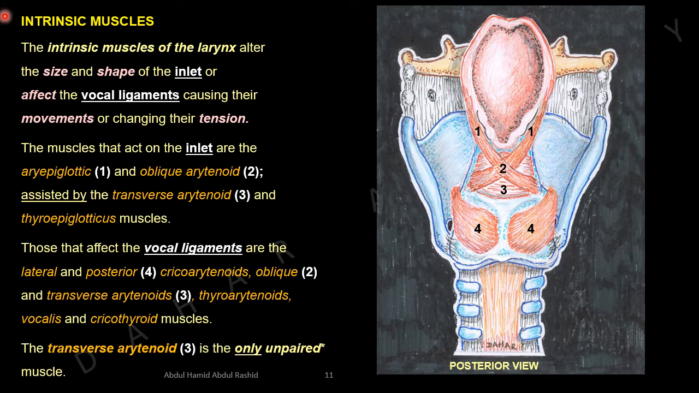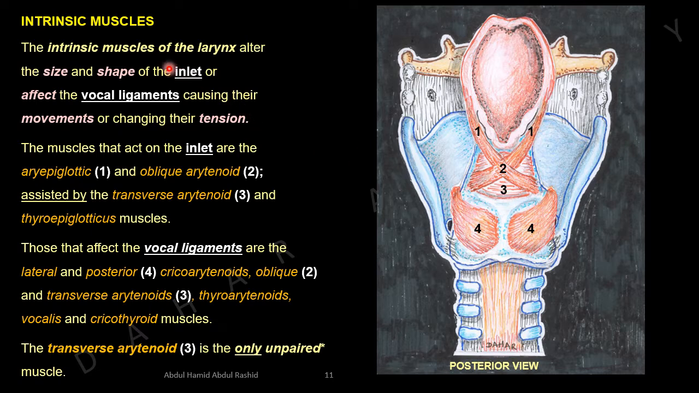Intrinsic muscles of the larynx. This is the posterior view of the larynx. This is the inlet, epiglottis. This is the cricoid cartilage. Lamina is here. Above, a pair of arytenoid cartilages will be sitting on the upper border of the lamina of the cricoid cartilage. Now see the muscles first.